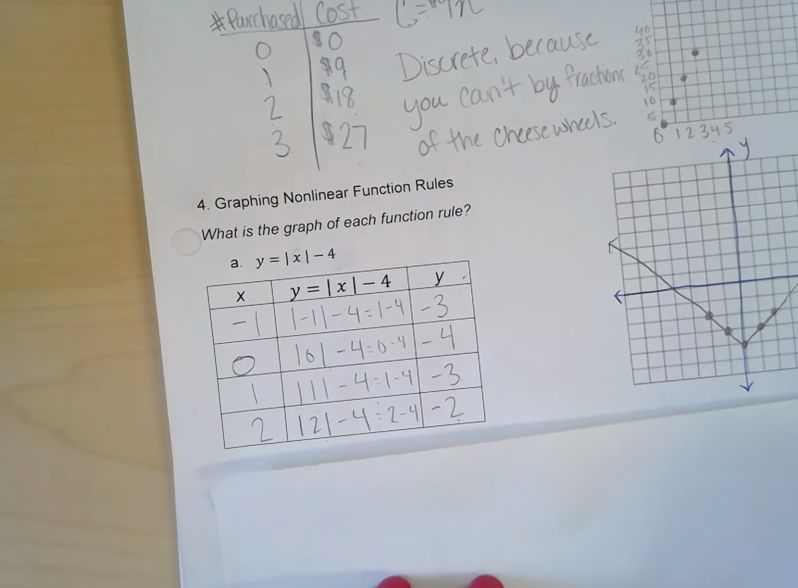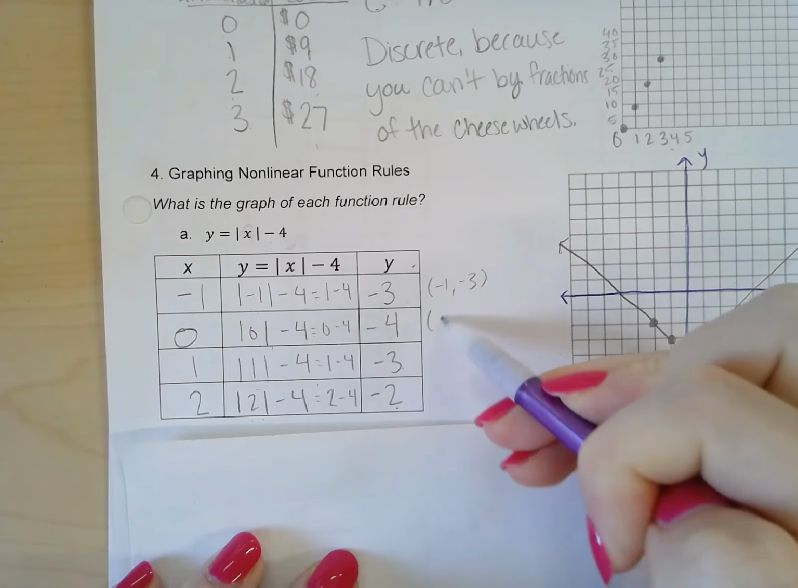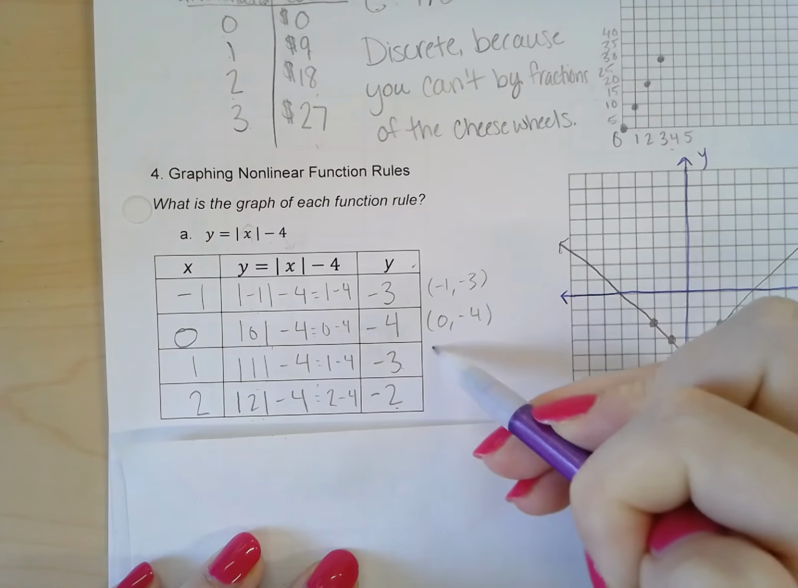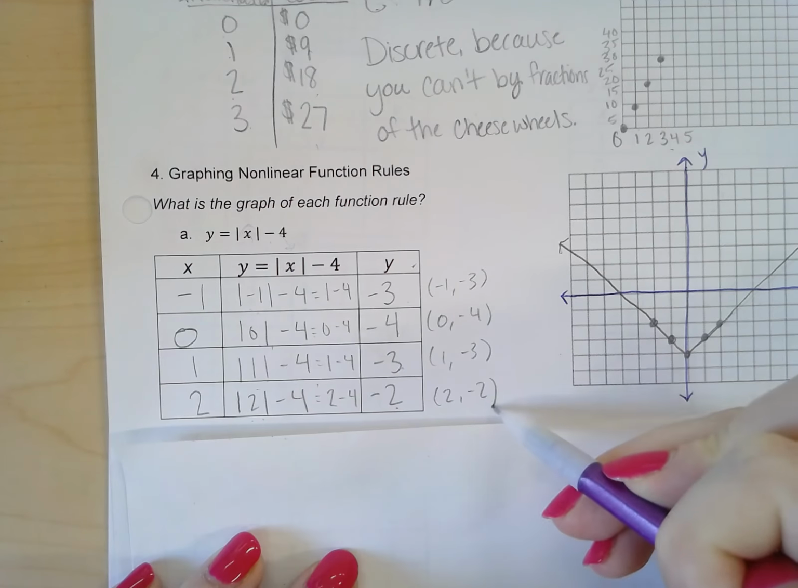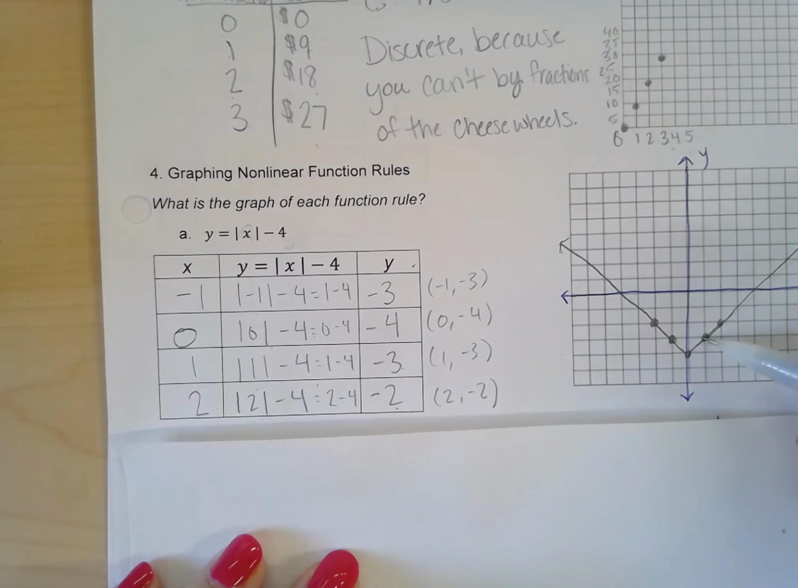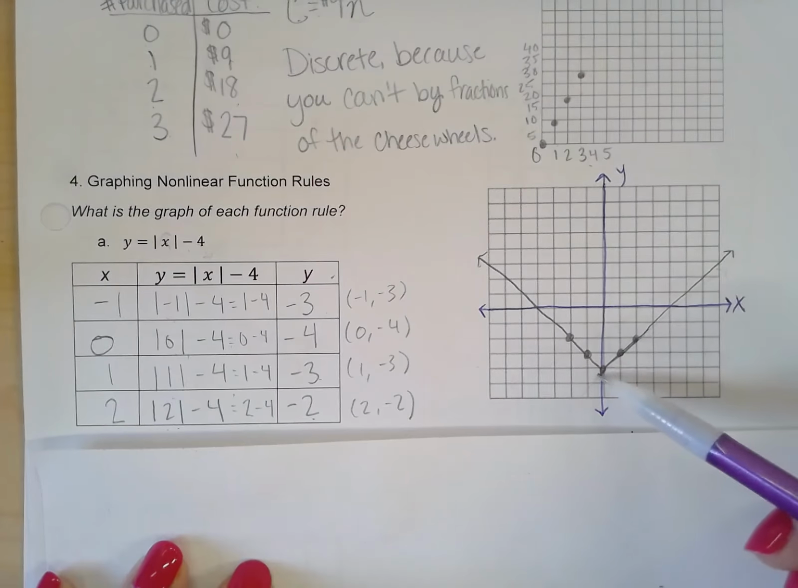So then what I do is I just graph these. So I'm going to graph the point -1, -3, 0, -4, 1, -3, and 2, -2. And when I graph these, you'll see that they should make a V. All absolute value graphs are going to be V-shaped, so they come to a point.